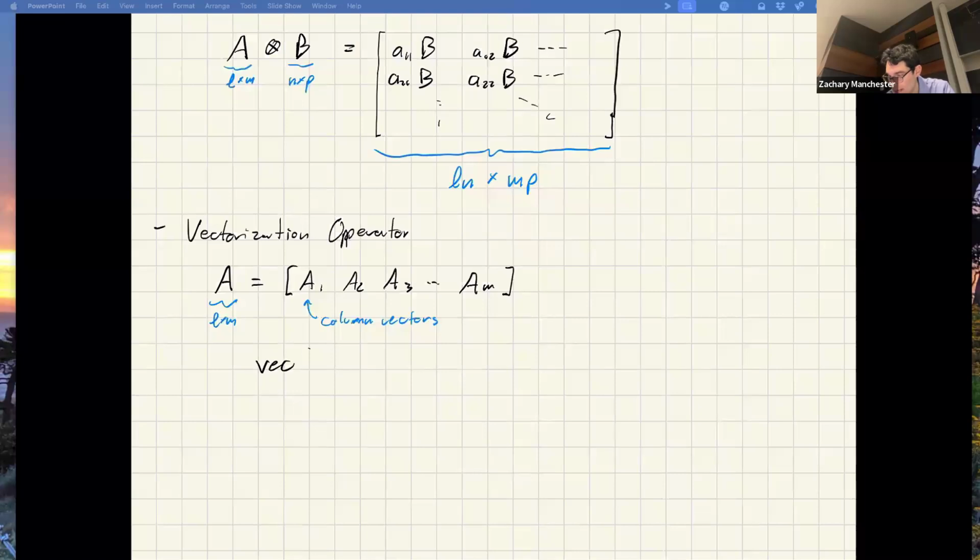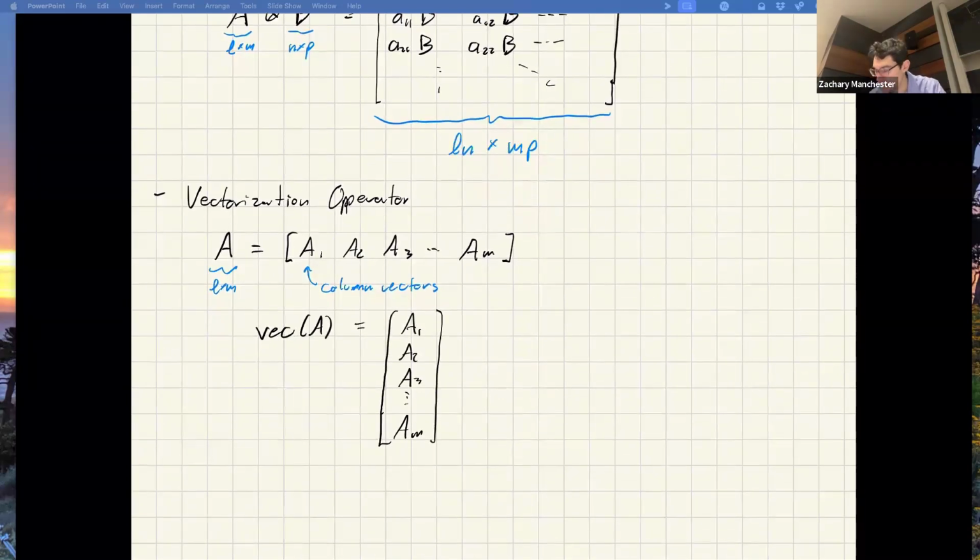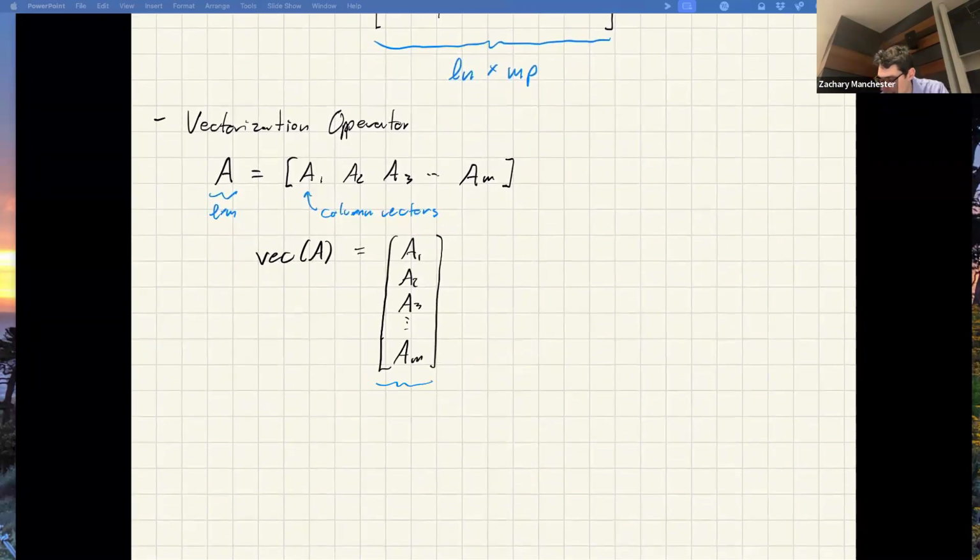And this is also standard in all the usual linear algebra toolboxes, MATLAB, Julia, whatever. So when I write vec of A, this means I take all the columns and I stack them. So I'm going to have A1, A2, A3, dot, dot, dot to AM, now in this column vector. And so now this is going to be LM by 1. Cool. Really simple. So far, so good.